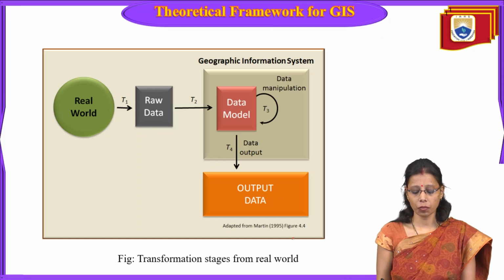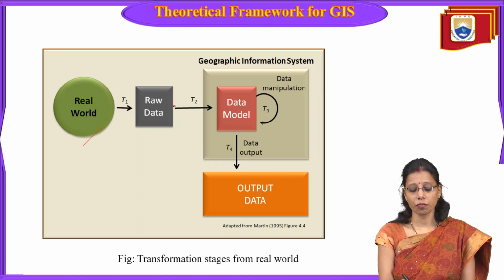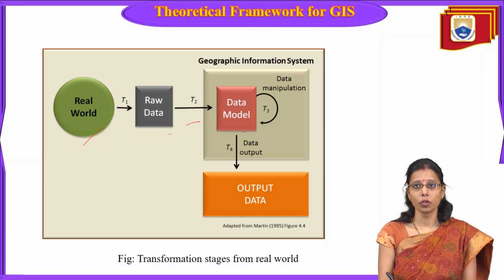Now here, the same stages we can see in a different image form. This is the real world, called T1, transformation 1, raw data, transformation 2, and data model. Later we can transform into the data model, T3 or T4 is the output, and the final output we can get in the form of the map.